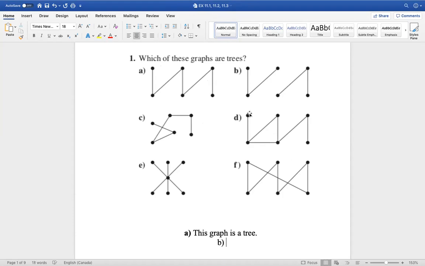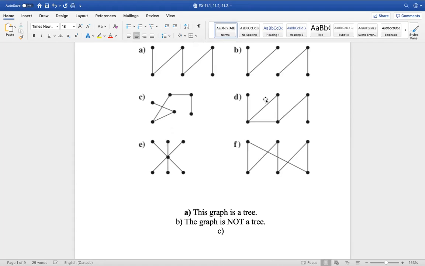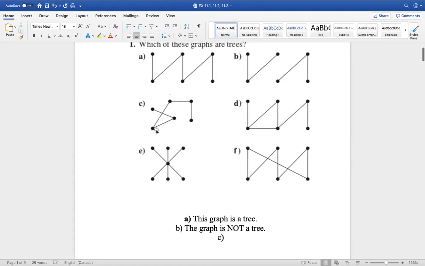Part B. Here, because we have two nodes which are not connected by an edge, we say that this graph is not a tree. Part C is basically the same thing as part A. It's just overlapping over here, but it doesn't really matter. So it's the same thing as this. Therefore, we can say that this graph is a tree.